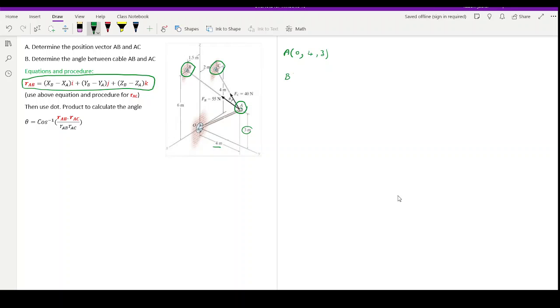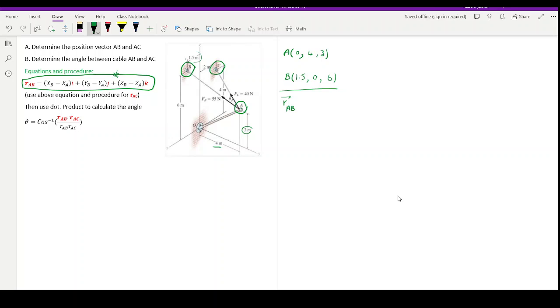Now for point B or end B, it's here. We can see that along X, it has moved 1.5 meters, so 1.5. Along Y it's 0, and along Z it's 6 meter. Now that I have these two points, I can write R, or position vector for AB, using this equation that I have provided in here.